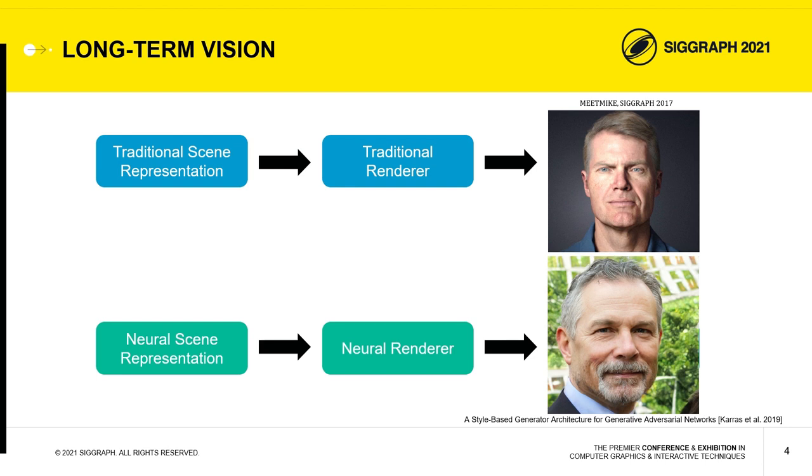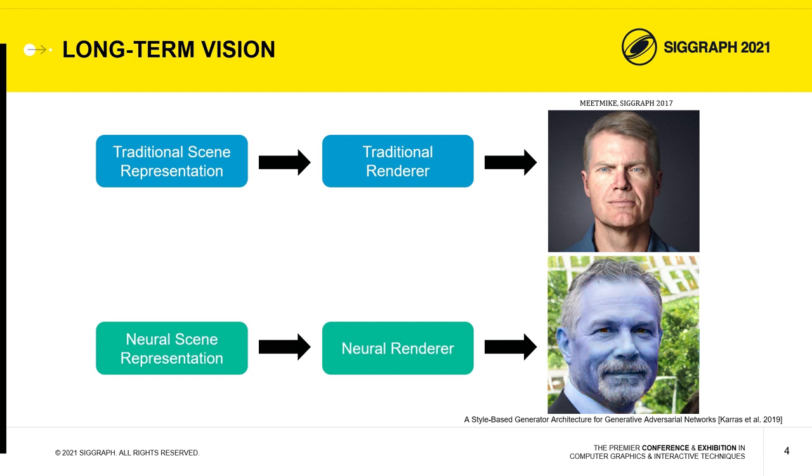However, the problem is, what if you want to change the neural output to something that's not available in the training data? For example, what if the director of a movie comes to you and says that they want to render alien faces that are entirely blue? This is just not going to be in your dataset.